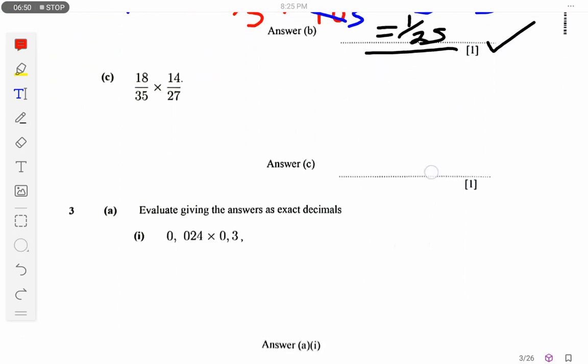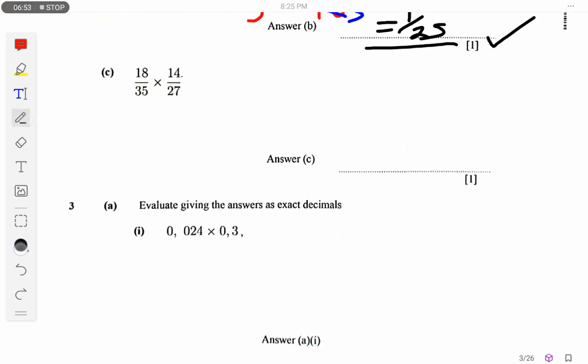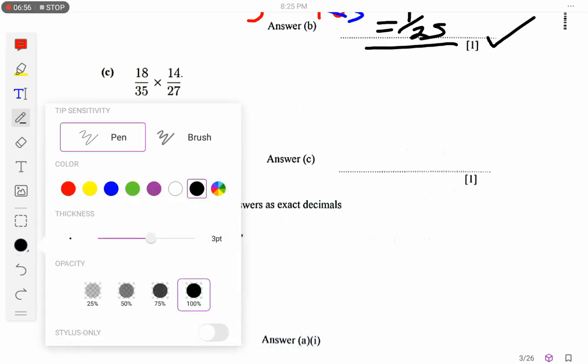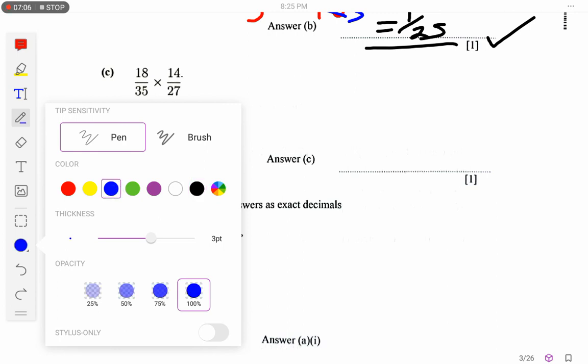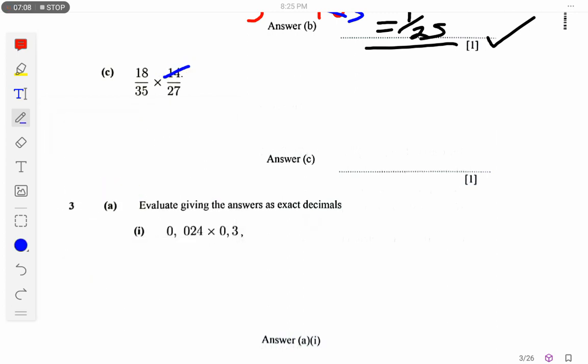Let's move on. Now we have this value, 18 over 35 times 14 over 27. For this one I can divide. Let's simplify and see. 7 can go into 14 and I have a 2 there. 7 can go into 35 and I have a 5. 3 can go into 18 and we have a 6. 3 can also go into 27 and I have a 9. I can also divide 3 here.